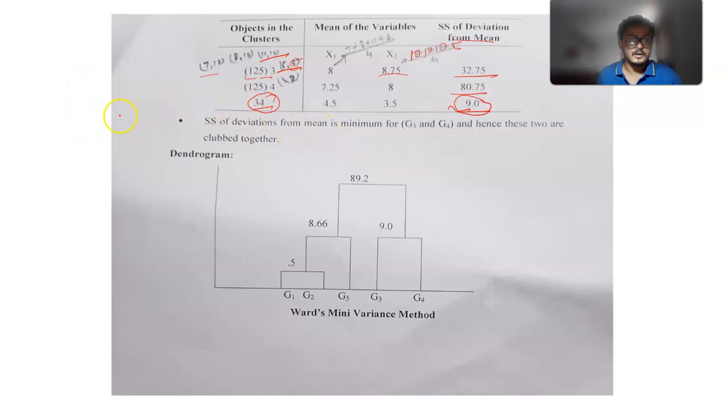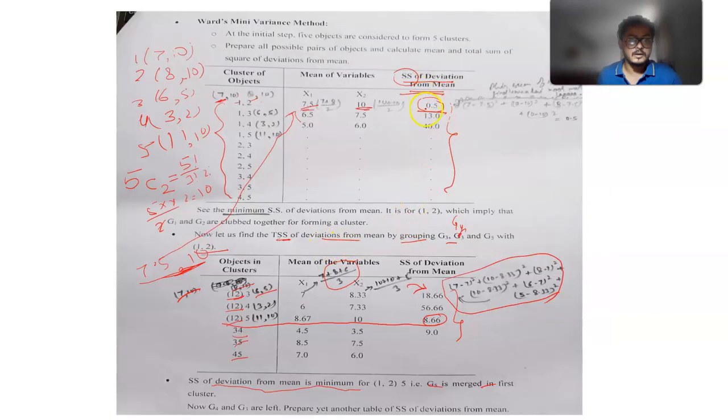So we are finding the clusters 1, 2, 5 and 3, 4. Based on that we will make a dendrogram diagram, which is easy to understand. For making a dendrogram, first we see which cluster is made first. First G1 and G2 were made, then G5, then G3 and G4 together. For G1 and G2, the deviation value was 0.5. So we can see this value, 0.5.